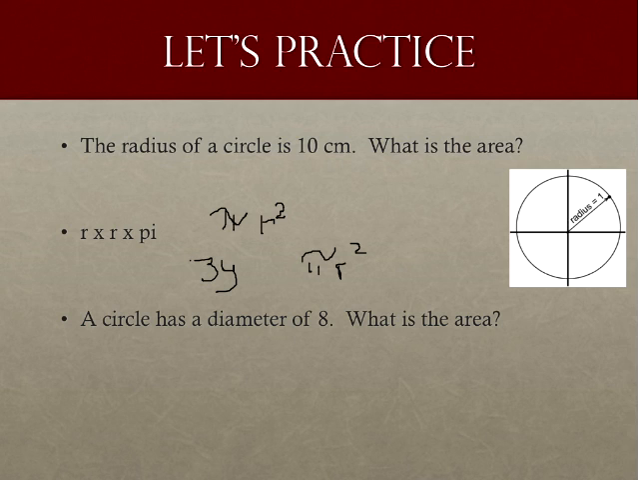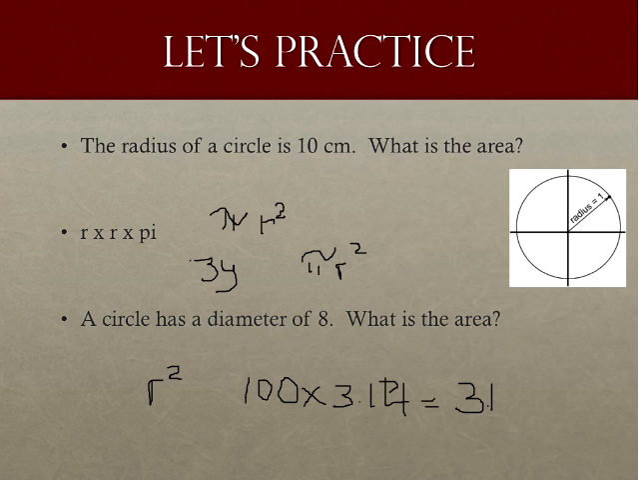Okay, well, let's think about our order of operations. R squared would come first because that's brackets and exponents. Okay, so that's 100. And then pi is 3.14. Oops, that's not a 4. There's a bit of 4. So that's 314. Okay. Now, let's take a look at the next question.